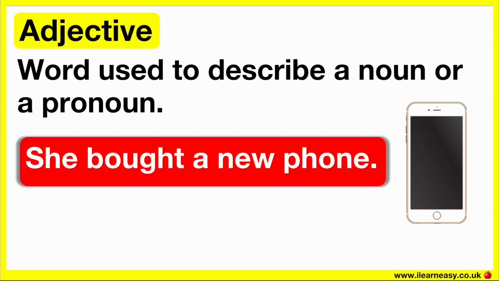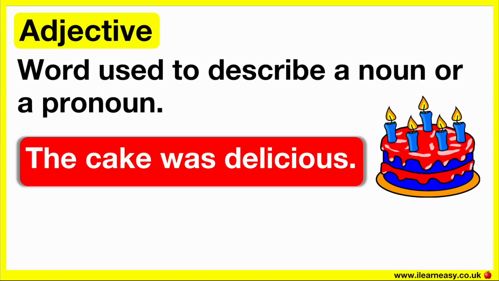She bought a new phone. The adjective in this sentence is new because it describes the condition of the phone. The cake was delicious. The adjective in this sentence is delicious because it describes how the cake tasted.